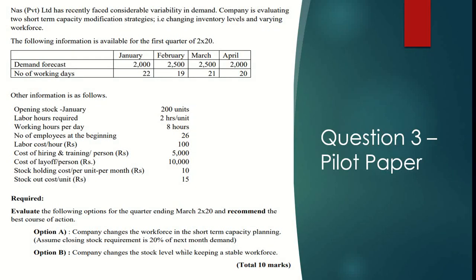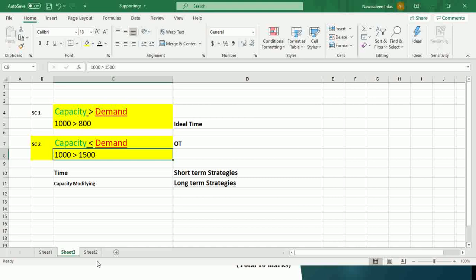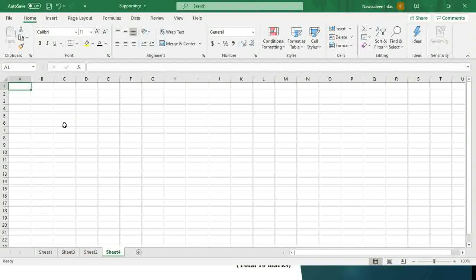So here we want to quantify what is the cost if they are following option A, what is the cost if they are following option B. Then we want to give a conclusion, this option is suitable for this organization. Okay, so how we are going to find, right? Okay, we'll do this computation now. So we'll have a look at option A.